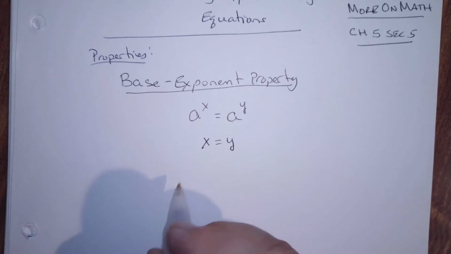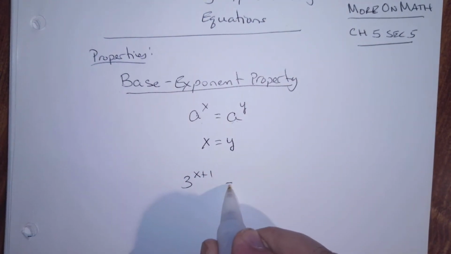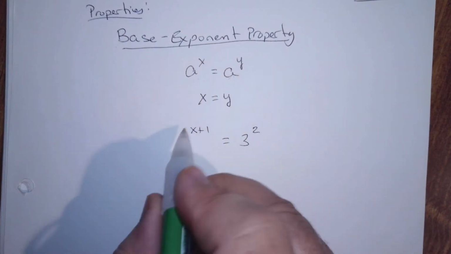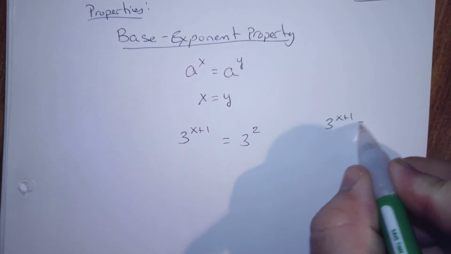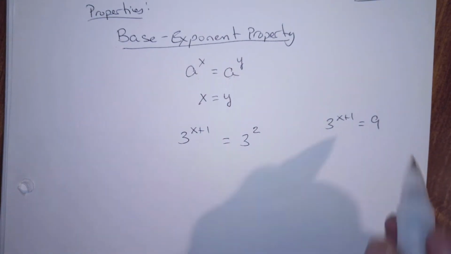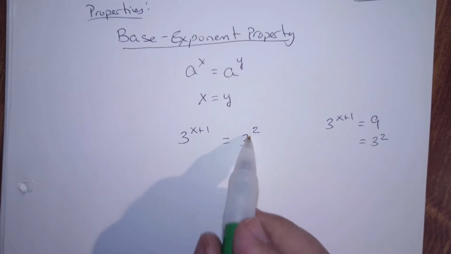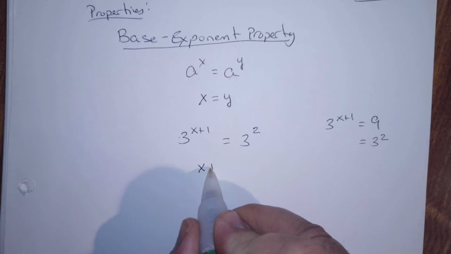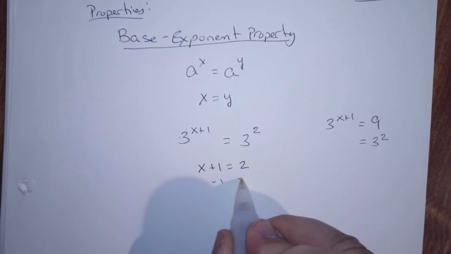For example, 3 to the power x plus 1 equals 3 to the power 2. This one could start off as 3 to the x plus 1 equals 9. But 9 is 3 squared, so you have to get it to the same base first. Since the bases are the same, the only way they could be equal is if the exponents are equal. And then you solve for x.